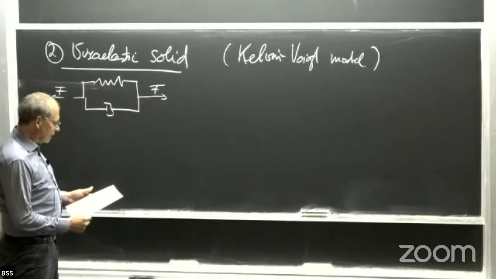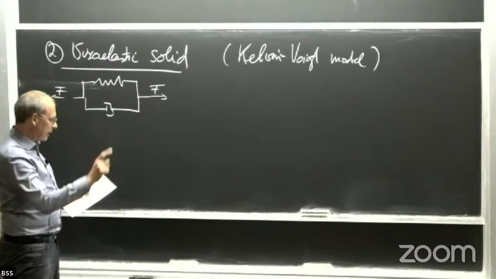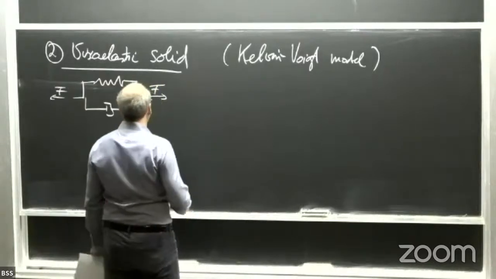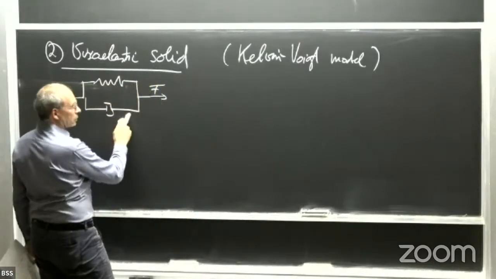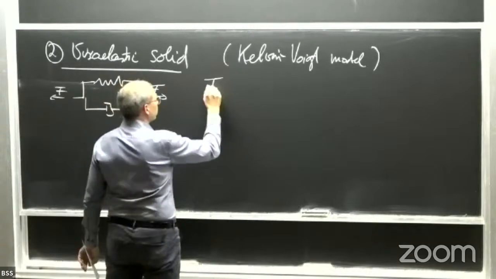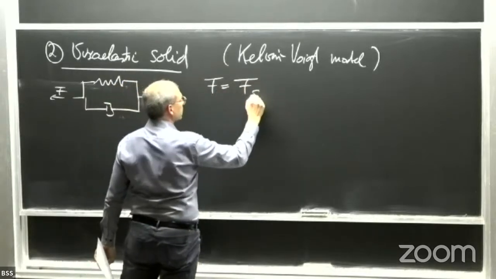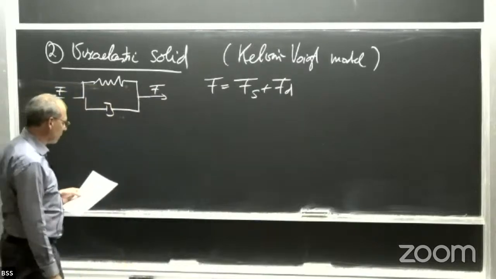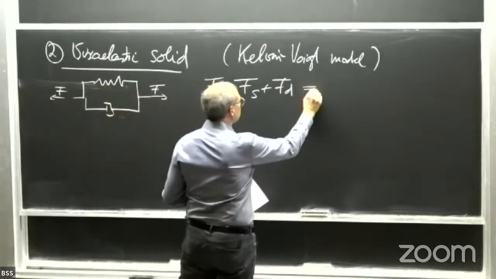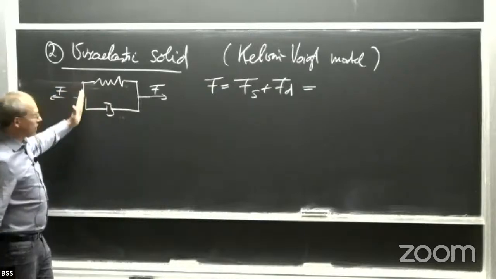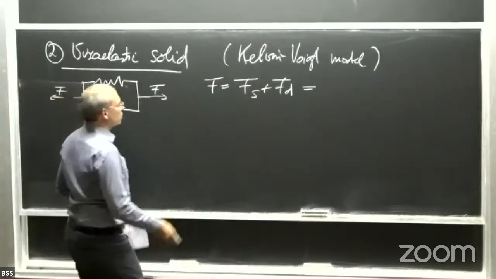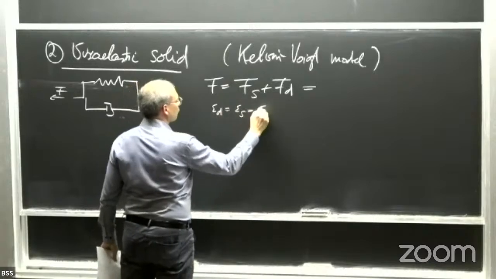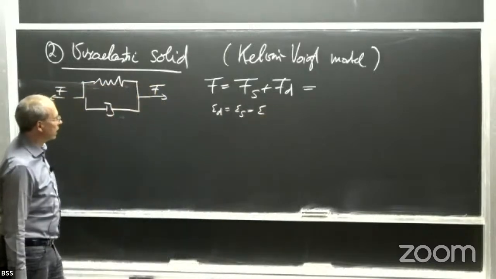Now, if you look at the analysis of this, it goes completely along the same line we had before. But of course, there's one big difference. Now the forces are in parallel and not in series. So basically the overall force is the force in the spring plus the force in the dashpot. And the strains are the same. So the strain in the dashpot and the strain in the spring is the overall strain, so I don't have to care about strain really.